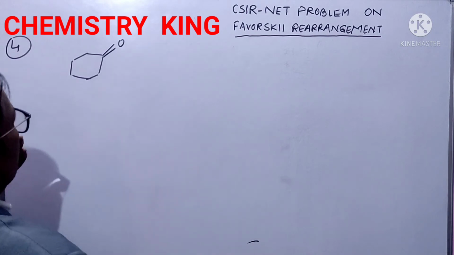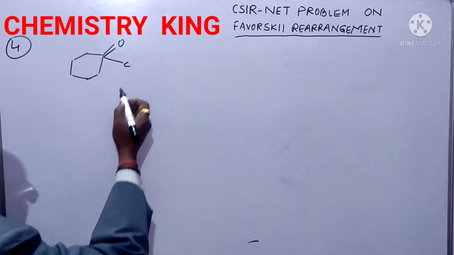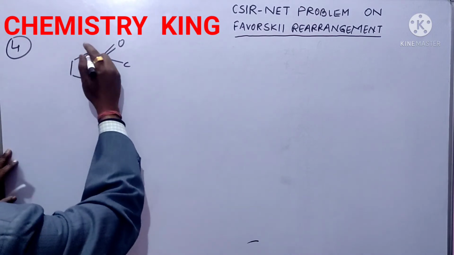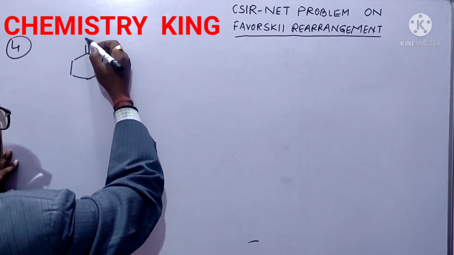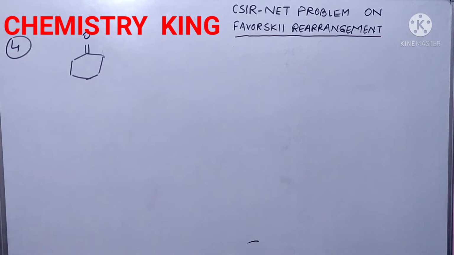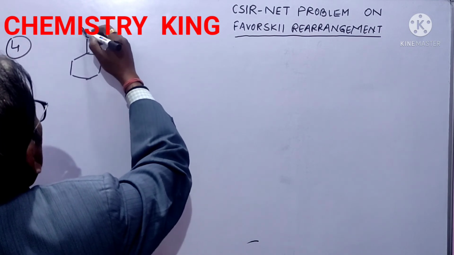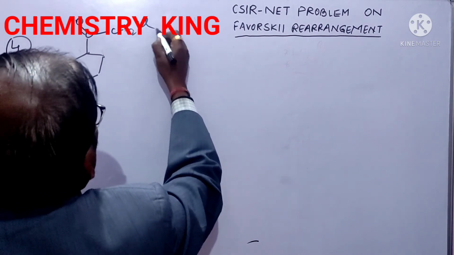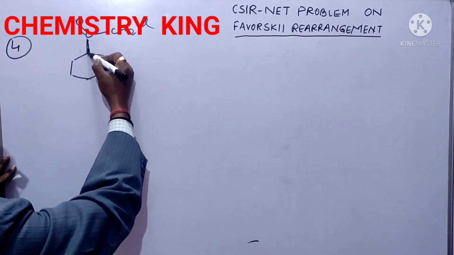It is the ketone, and it is the CH2Cl. Suppose we take here, it will look better. C double bond O, C double bond O, C double bond O and CH2, it is the alpha carbon. CH2Cl, and this.